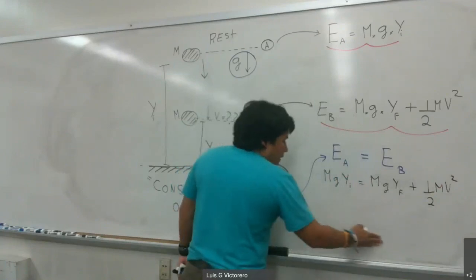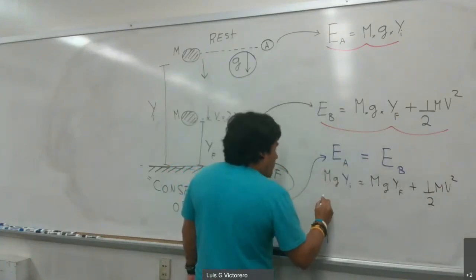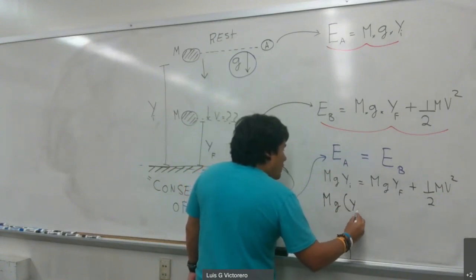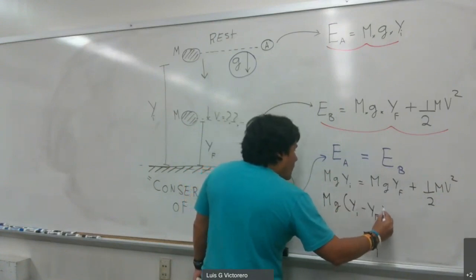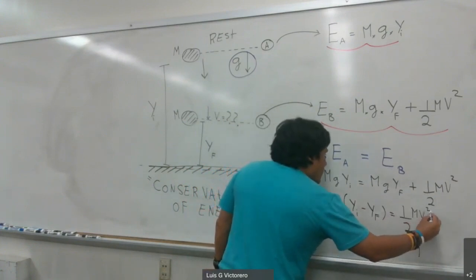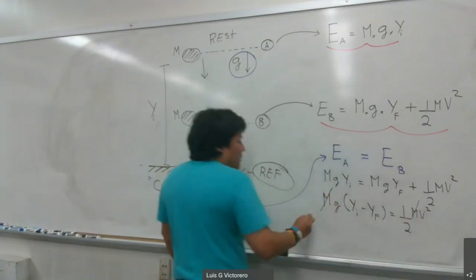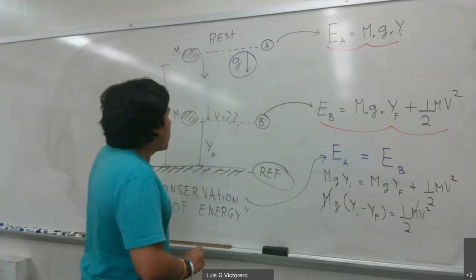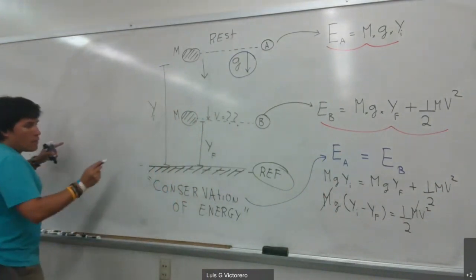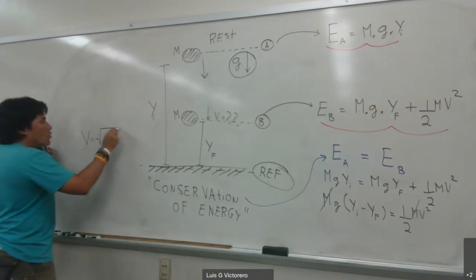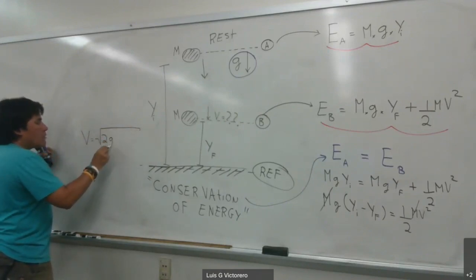You can send this to this side and factorize mg. So you have mg times (y initial minus y final) equals 1/2 mv squared. Look, m and m cancel. So here the speed will be the square root of 2 times gravity times (y initial minus y final).